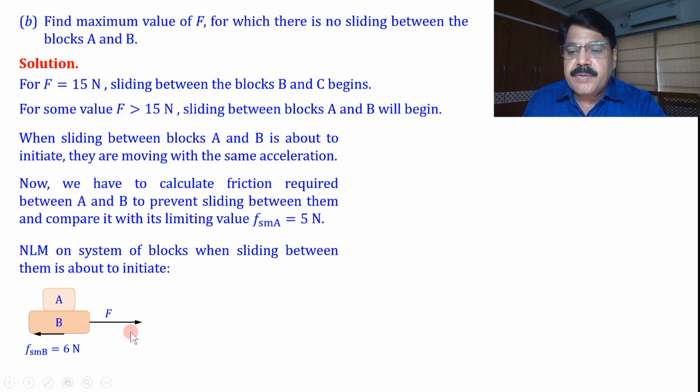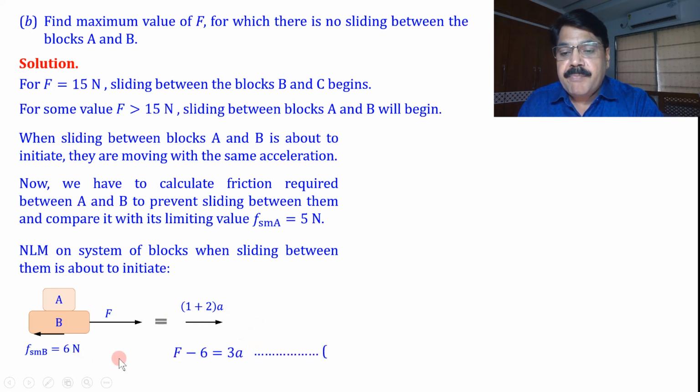We are sure that there is sliding between B and C, so we assume its kinetic value, which is equal to f_s,max B, 6 Newton. So we can write the kinetic diagram as (1 + 2) into a. So from here, what is the equation? F minus 6 is equal to 3a. Let us call this equation 1.